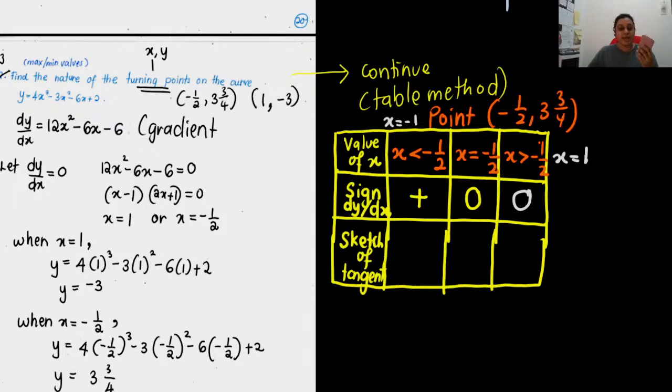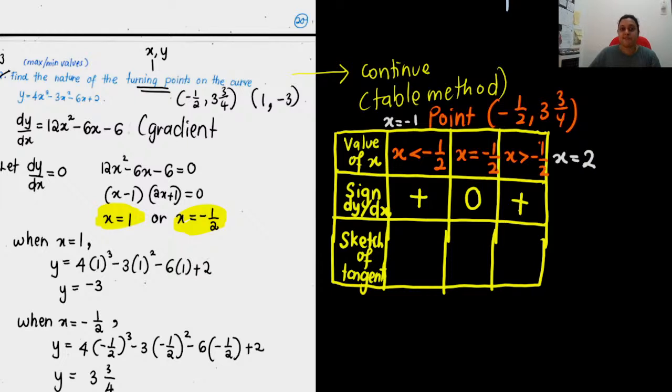Do you understand why we cannot go for 1? Because if you choose 1, you're getting 0. And do you realize here your values were actually just now 1 and negative 1 over 2? So we cannot choose 1. Go for another different value. Let's say we go for 2. Okay, we choose 2. I'm getting 30. So it's a positive value. Therefore, I'm going to put here positive.